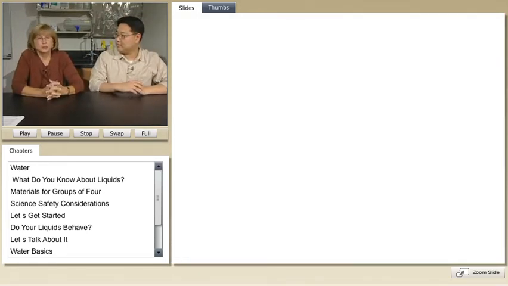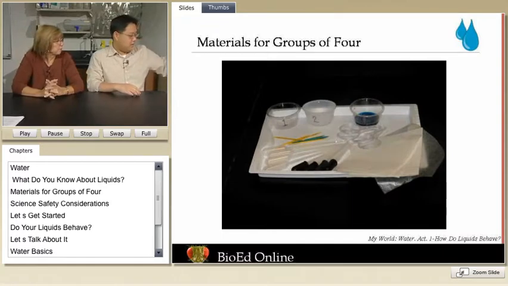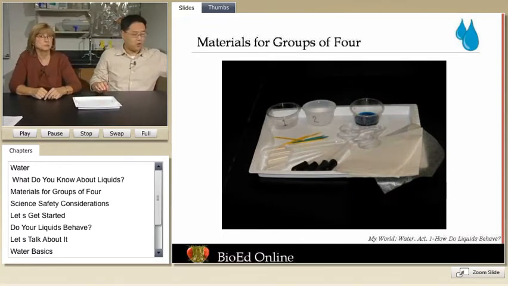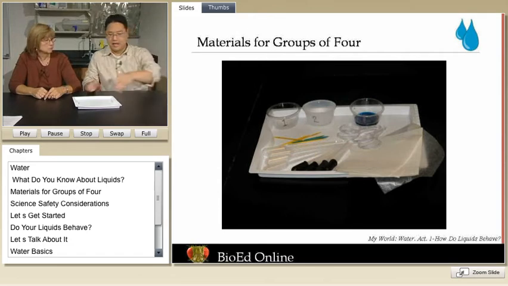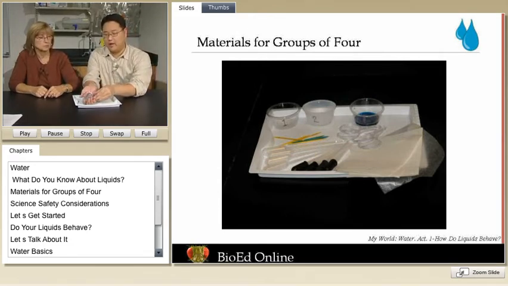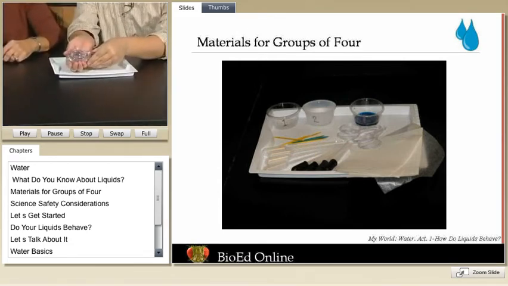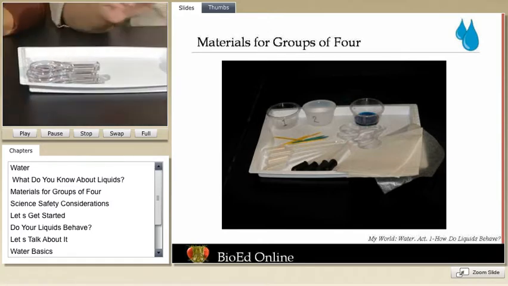Okay, we're going to go ahead and get ready to observe some liquids, some mystery liquids, but before we do, we need materials. Michael, what materials might we need? Well, we're going to need, for a group of 4 students, several objects. And we're going to start off with hand lenses or magnifying lenses to help students observe things better.